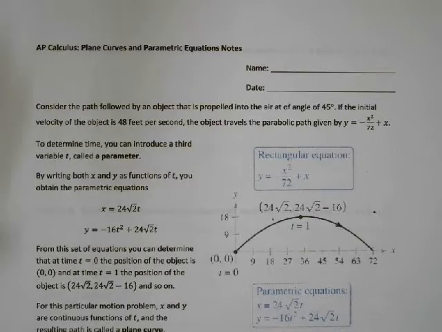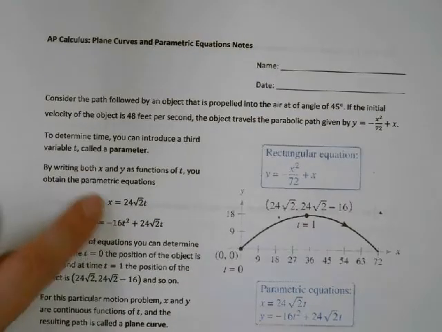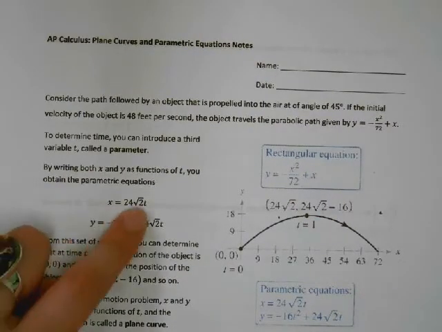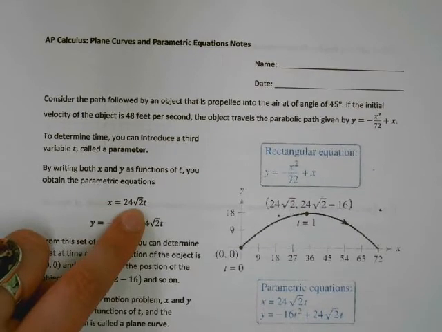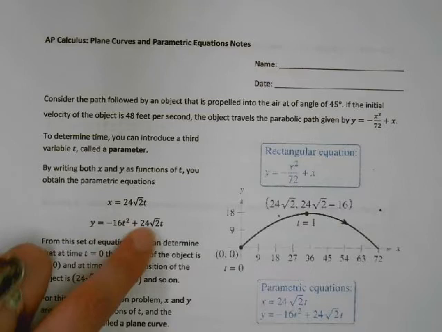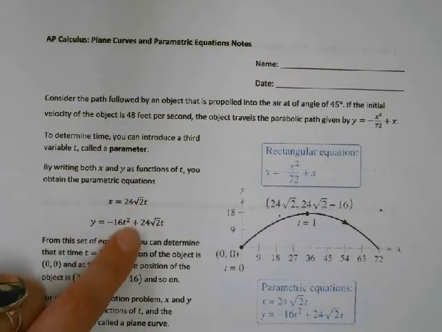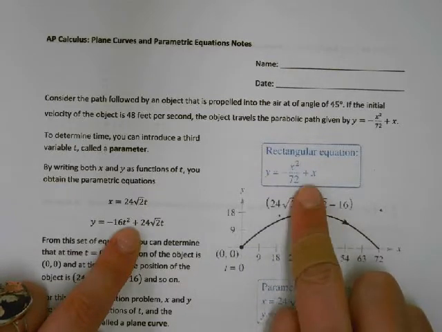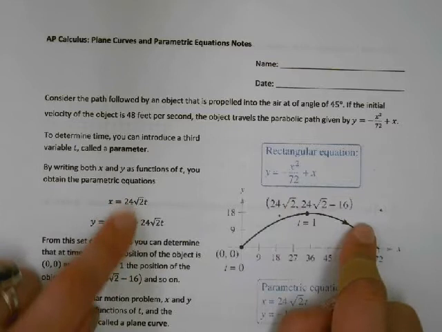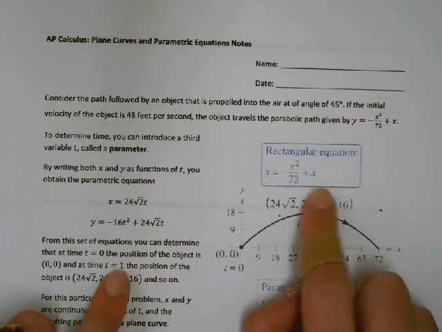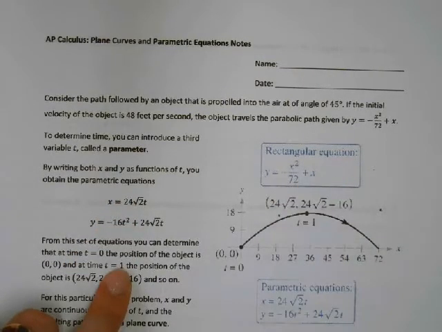So if you write both x and y as functions of t, then x would be like your horizontal distance in regards to time, and then the y would be your vertical distance or your height in regards to time. So you would have these two different parametric equations. So this rectangular equation is a combination of these two parametric equations. You just can't quite see what the t value is in these or what the time is.